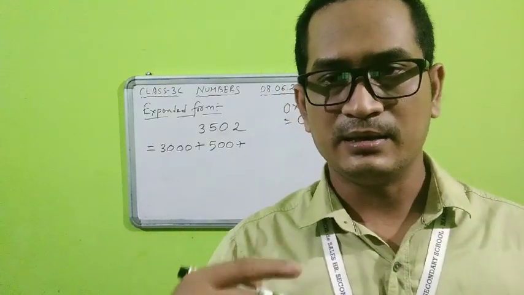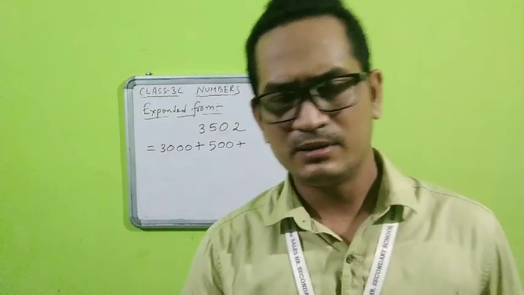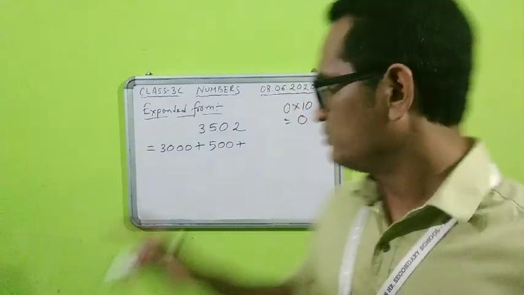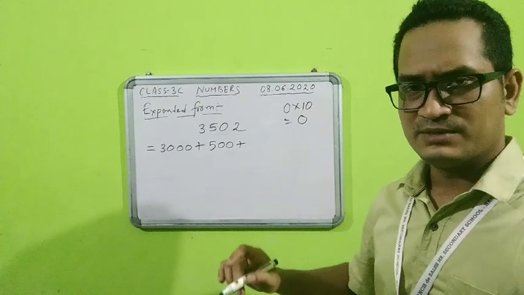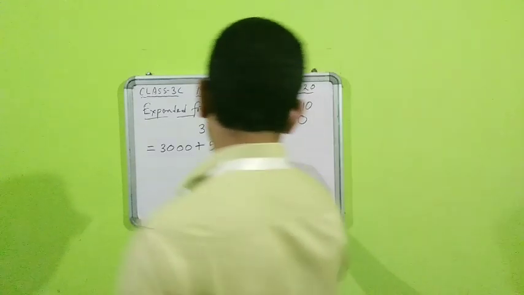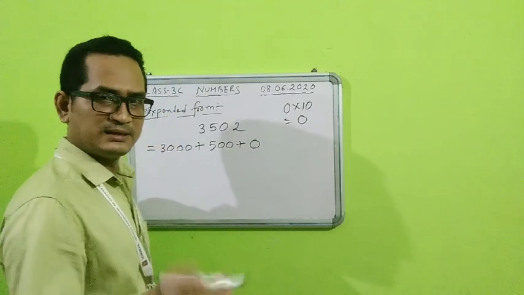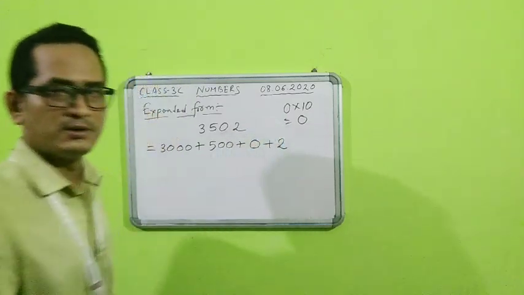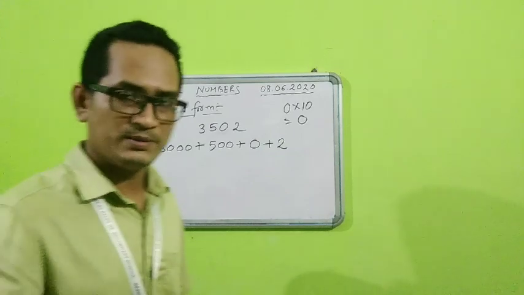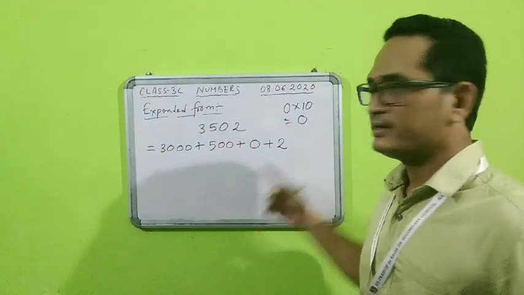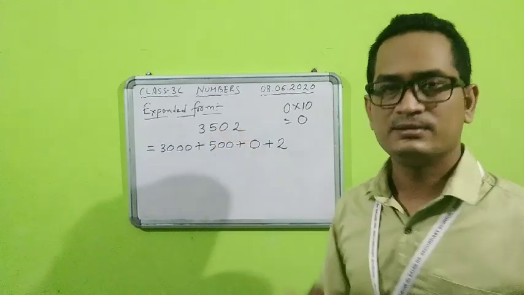That means you multiply 0 with any digit, any number, the answer will always be 0. So if I multiply 0 into 10, since it is in the tens place, then the answer is 0 only. So what do we have to put? We have to put 0 here. Nothing else, we have to put the 0. And finally 2 into 1, because 2 is in the ones place, so it will be 2 into 1, and that will be 2 only. So this will be the expanded form of 3502.